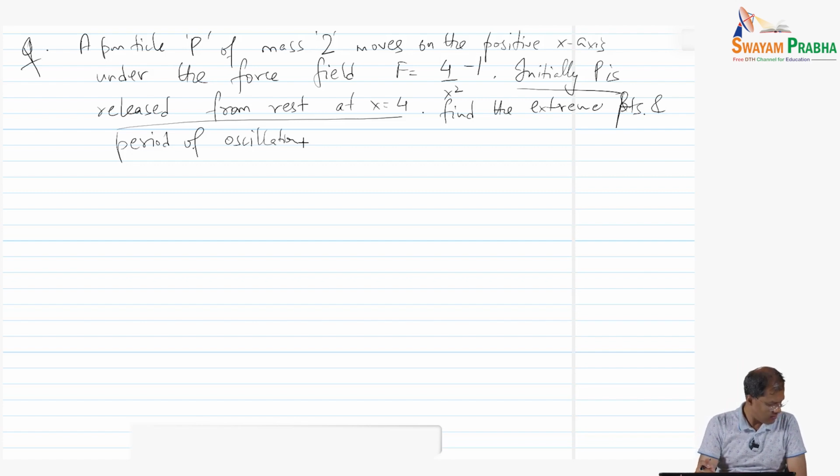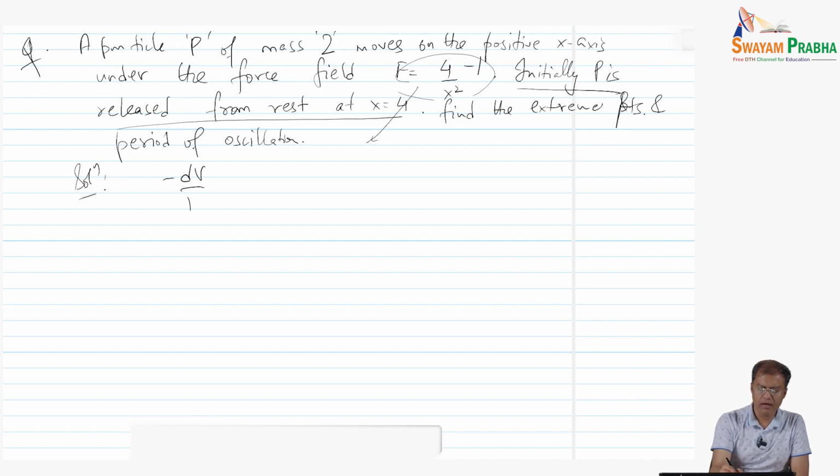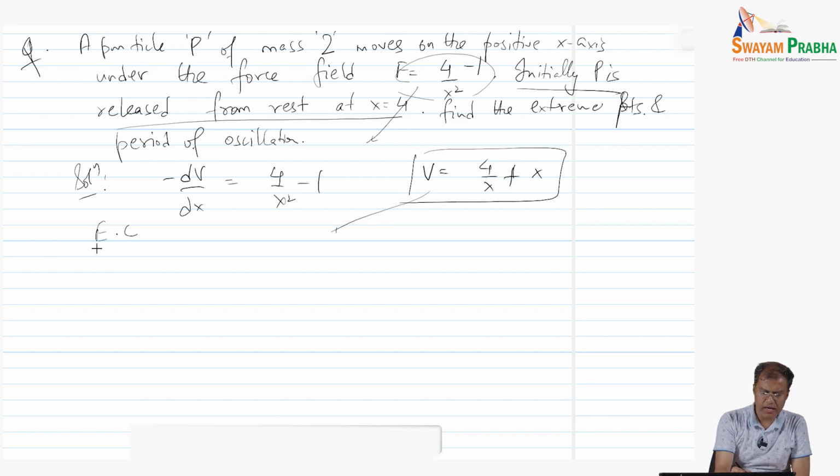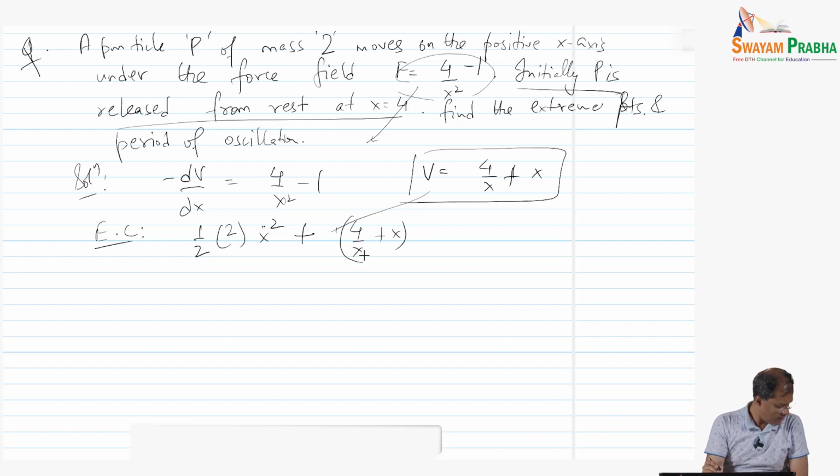So we already know that this is a conservative force field. If we can find a scalar potential, we integrate. So to begin with, we integrate, minus dV/dx is 4 by x square minus 1, and we find that my potential comes out to be 4 by x plus x. Okay, so my potential is the following, and I can write down my energy conservation as half the mass, which is 2, times x dot square plus V, where the potential is 4 by x plus x, right, and this is equal to capital E, and E is found from the initial data.